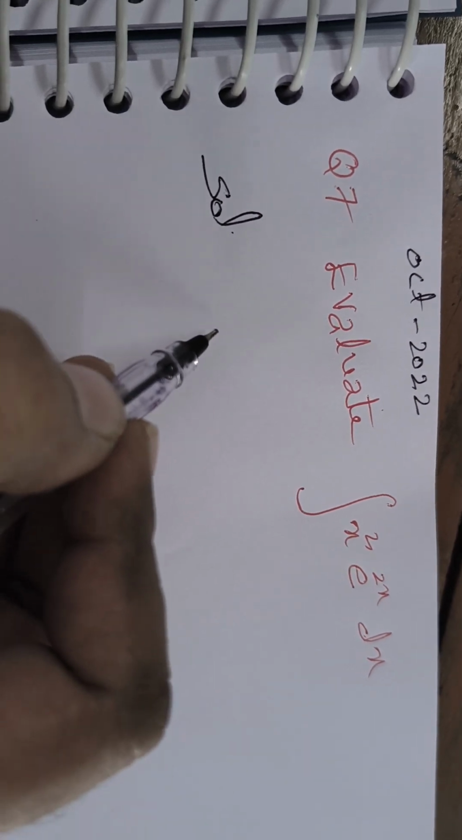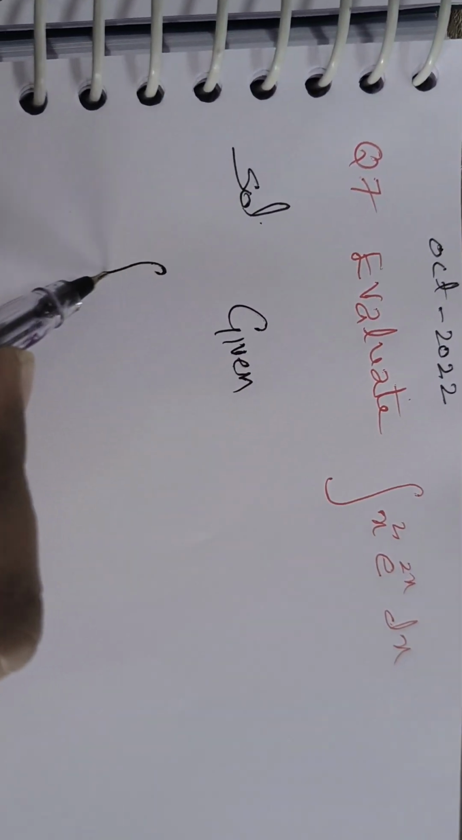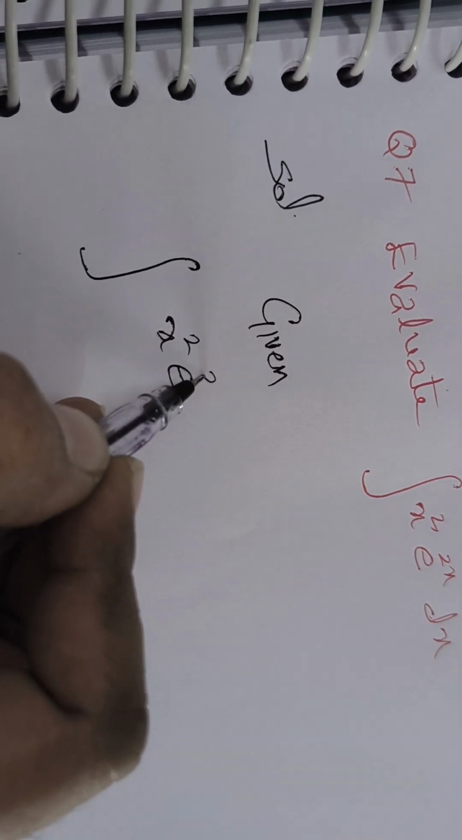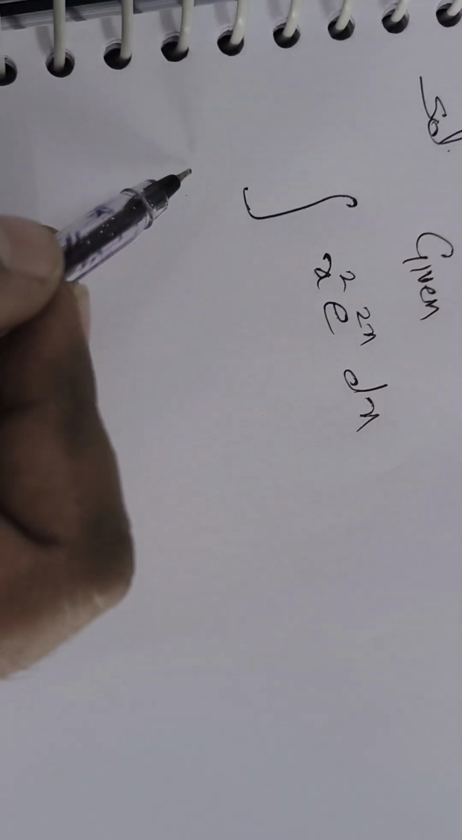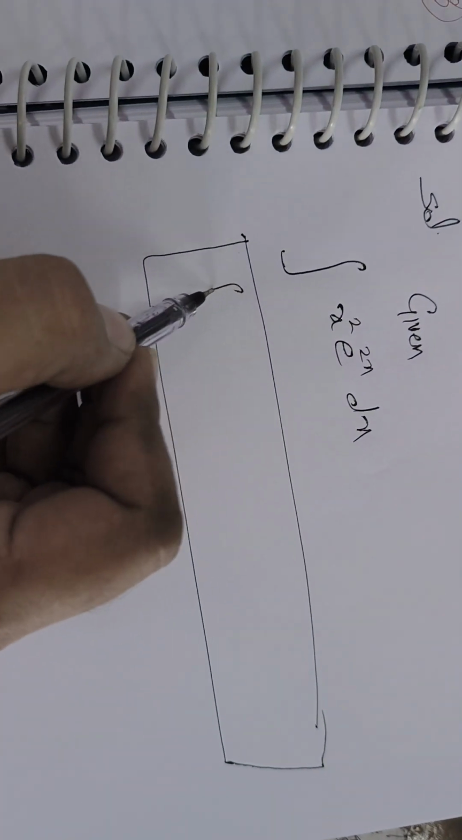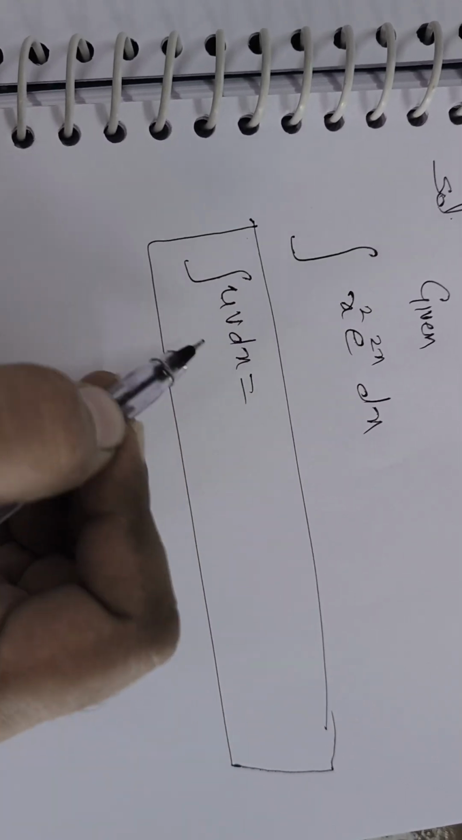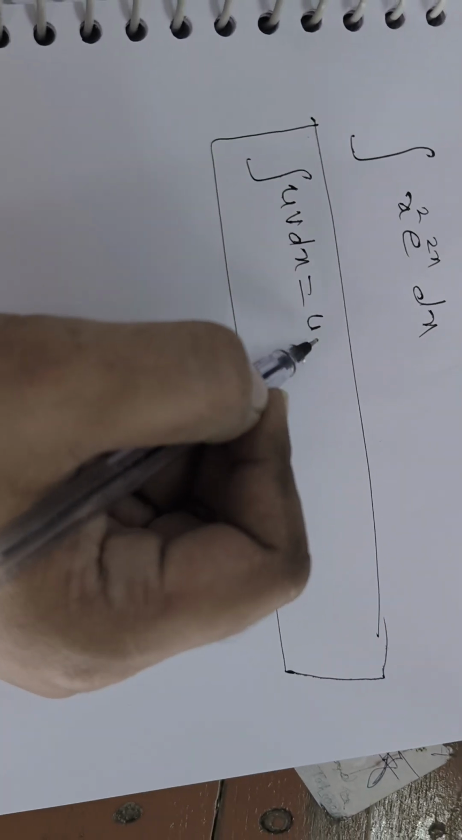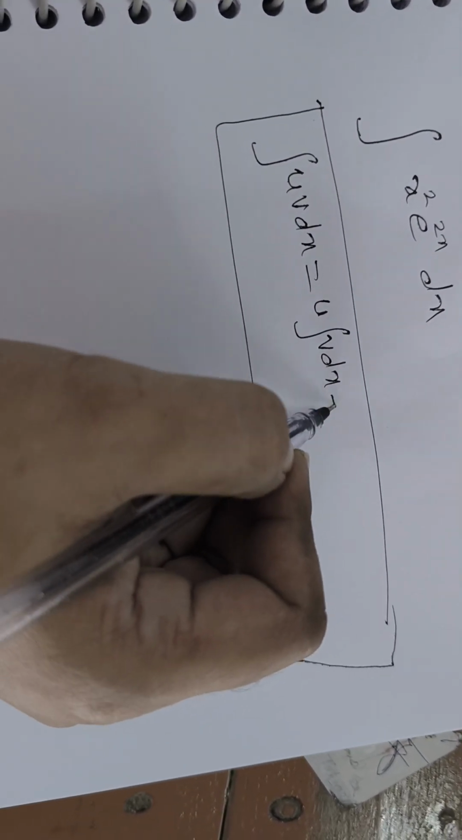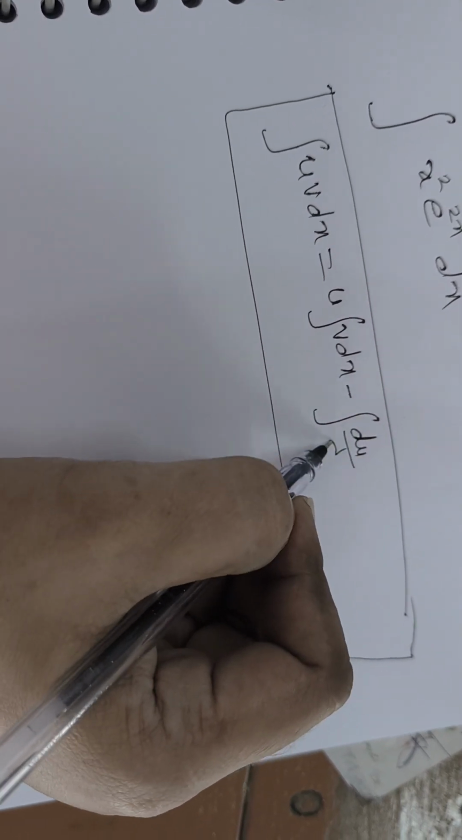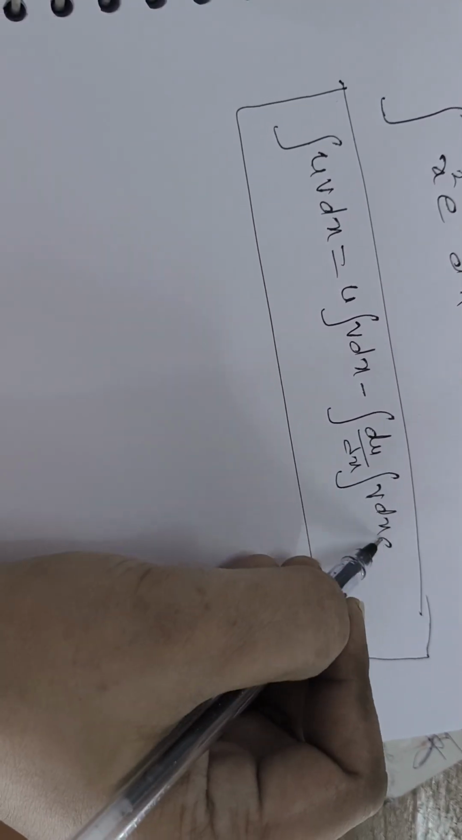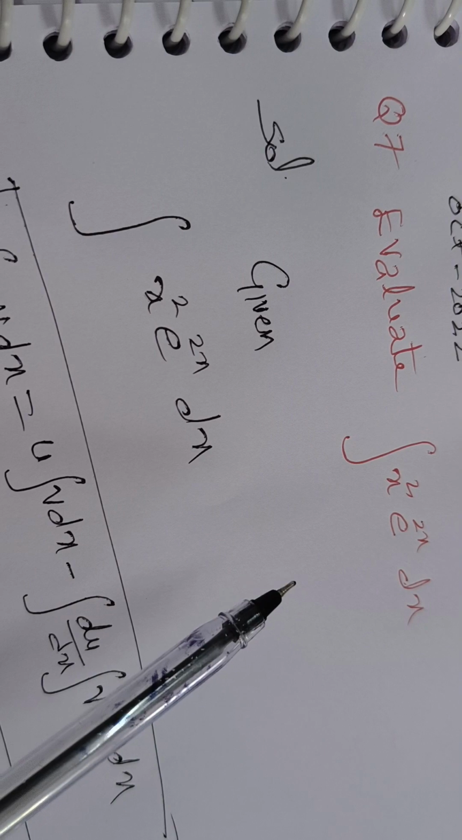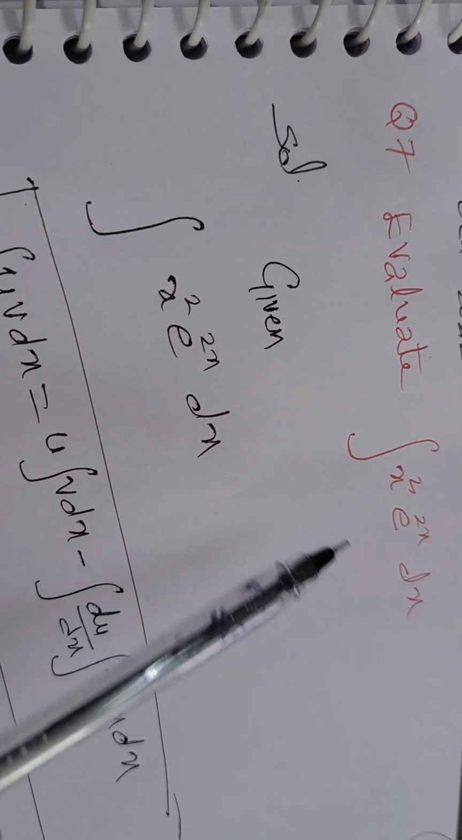So the given integral is x square e to the power of 2x dx. In integration by parts we have one general formula: integral uv dx is equal to u into integral v dx minus integral of du by dx into integral v dx, into dx. Here we have two functions, u and v, and we have to identify which function is u and which is v.